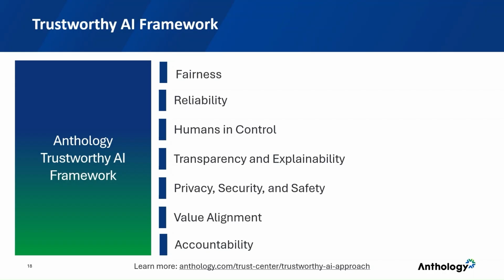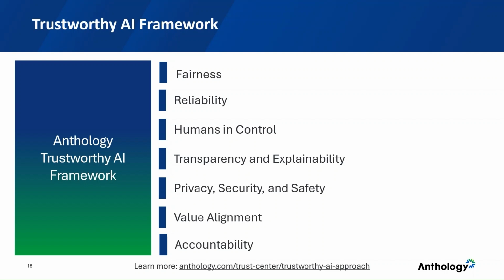Now, when it comes to the institution being in control, we always want to be transparent. Institutions will have an audit trail showing them when and how AI systems are used, as well as transparency on how they function and how to interpret and act on the outputs. Of course, privacy, security, and safety are paramount across all Anthology products, and AI systems are no exception. No data from institutions is used to train models, and as always, your data is kept secure, safe, and private.